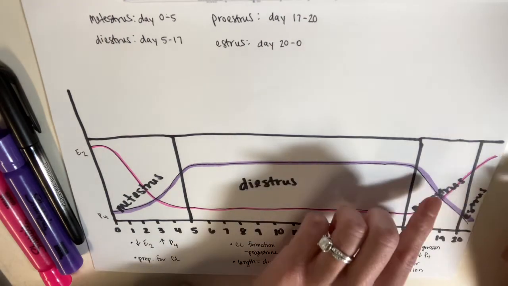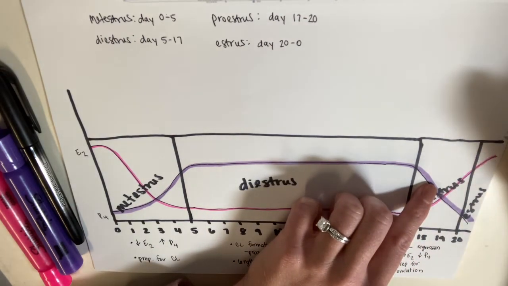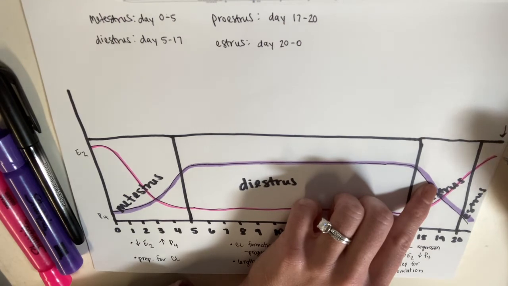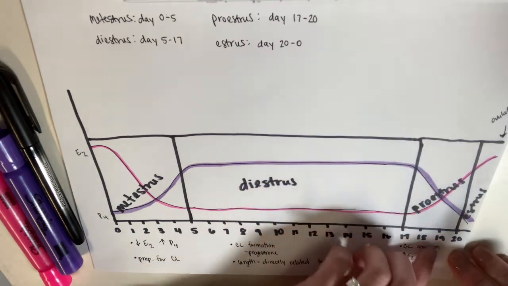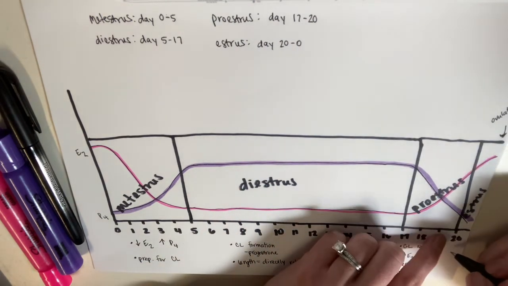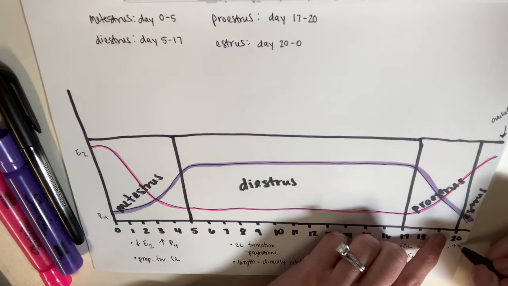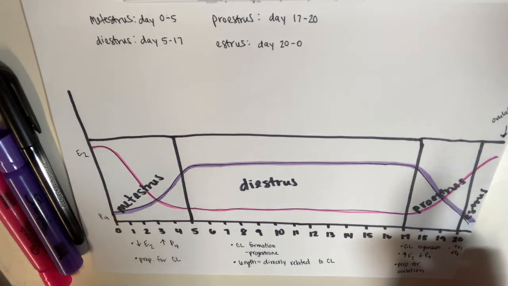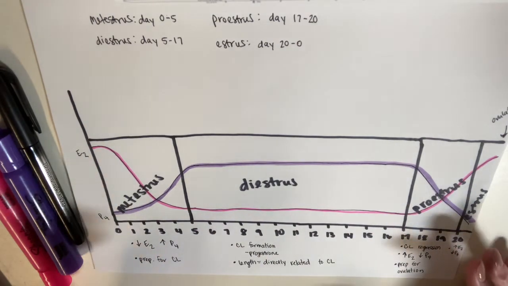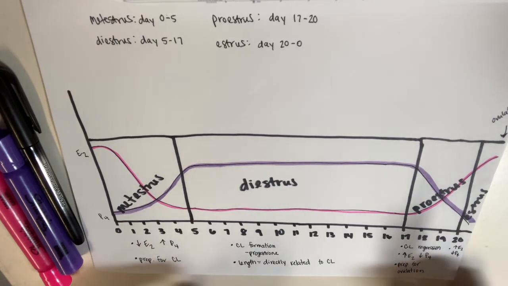So some last details about estrus. As I said, we're going to have ovulation in estrus, which is going to occur at the end of estrus or roughly around day 0. And as we said earlier, during estrus, we're going to have an increase in E2 or estrogen and a decrease in progesterone or P4. So those are the details of what's happening during each phase of estrus.